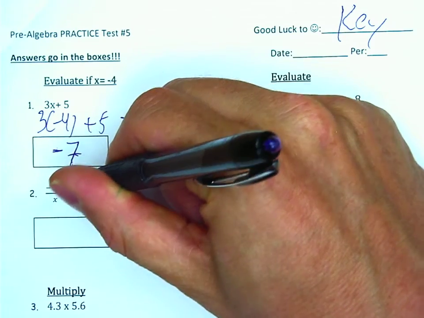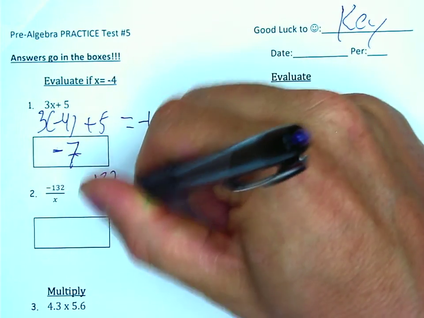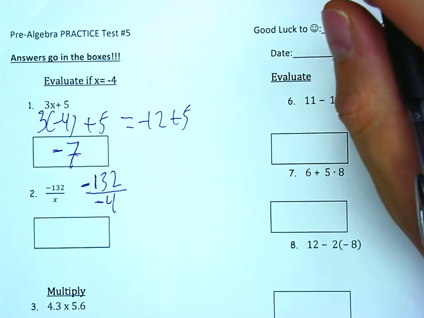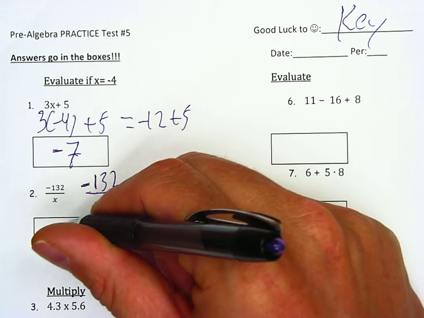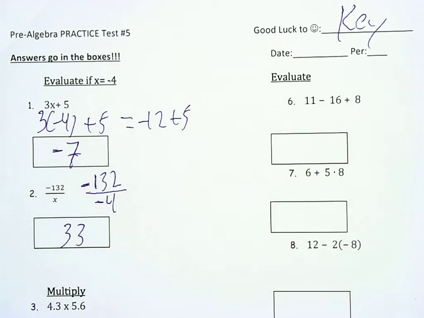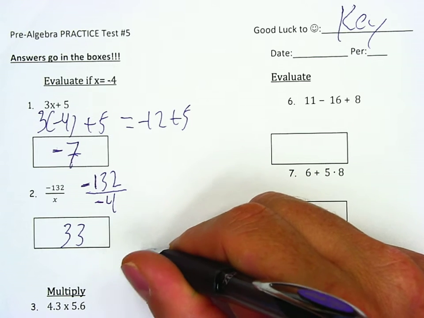Question 2. -132 divided by -4. Show out that you replace the x with -4 and then put your answer. That way, if you get the division wrong, you can perhaps get some partial points here. Or you will get some partial points. Not perhaps. You will. So 4 into 132 is 33. All right. And that's positive because they're both negative. 33.